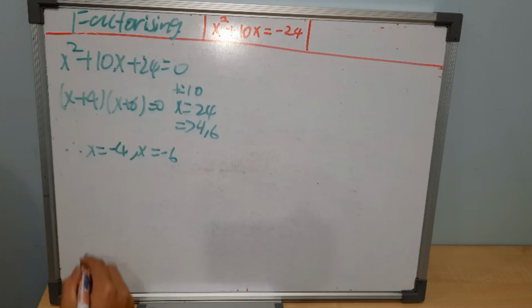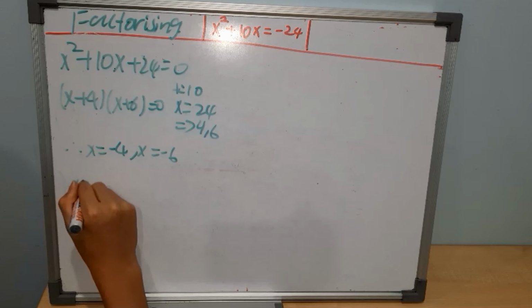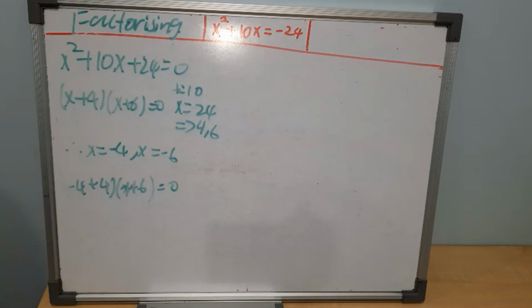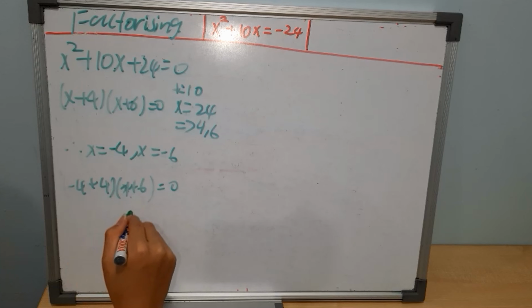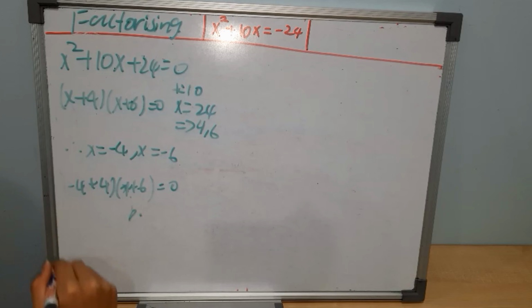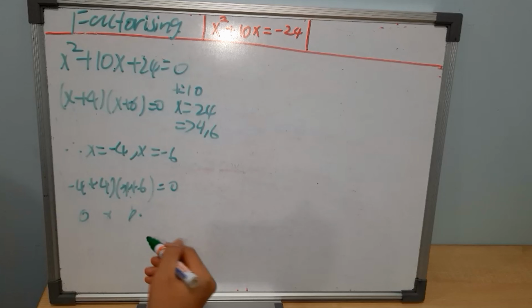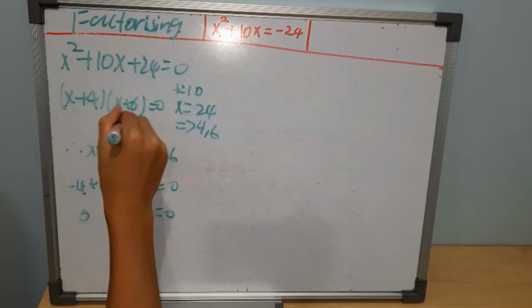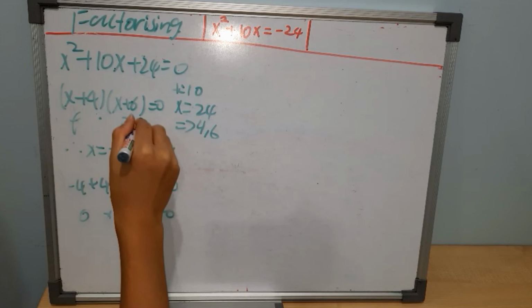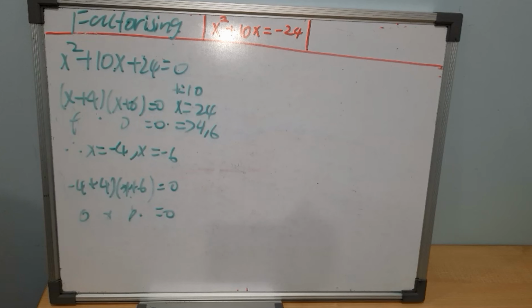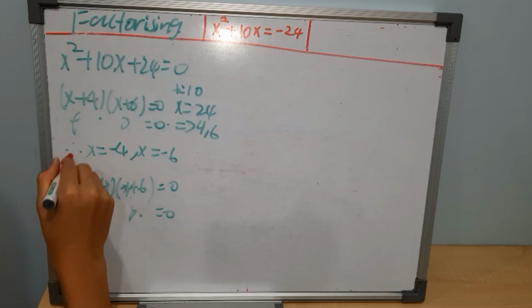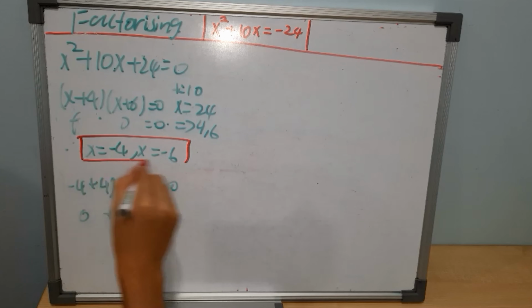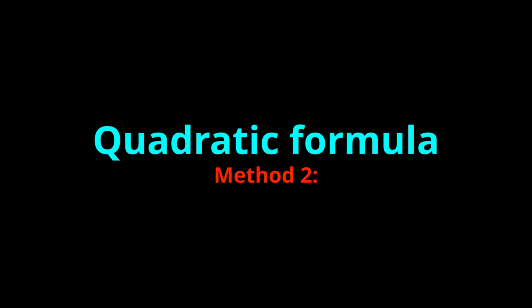When we substitute in -4, we get -4 plus 4. No matter what the other sum is, let's just say that the sum is b. This adds up to 0, and 0 multiplied by b is equal to 0. The same thing happens to -6. We plugged it in, we got 0, and 0 times anything is also 0. Therefore, your only two solutions would be x is equal to -4 and x is equal to -6.